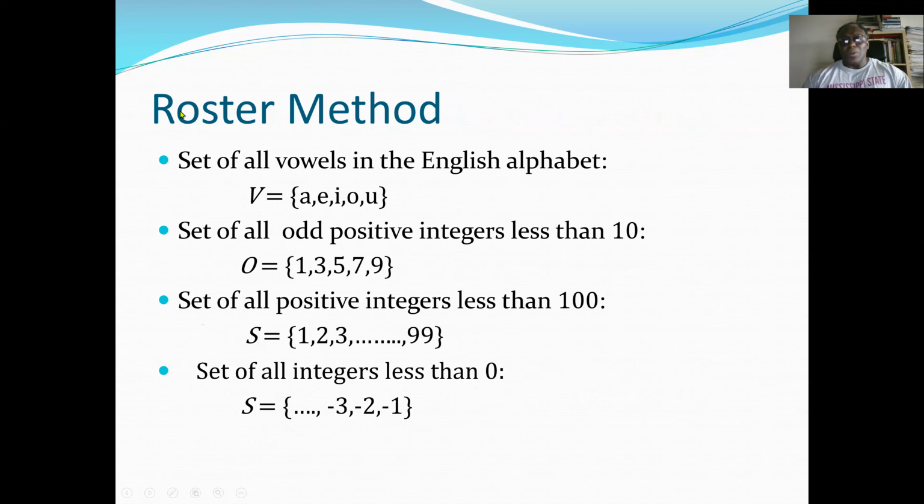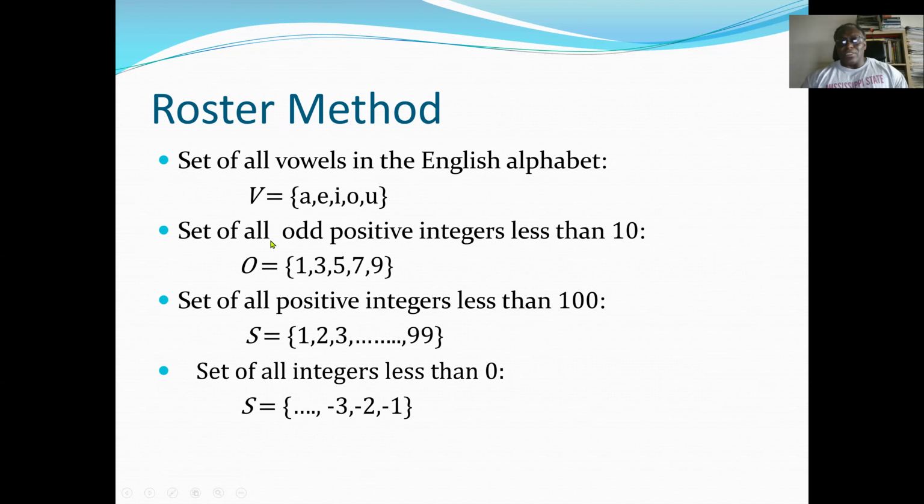So now let's see some of the roster method here. These are a few examples. We have a set of all vowels in the English alphabet. So all the vowels in the English alphabet are A, E, I, O, U. So we can say here we have a set V, and set V's elements are all the vowels in the English alphabet, which are A, E, I, O, U.